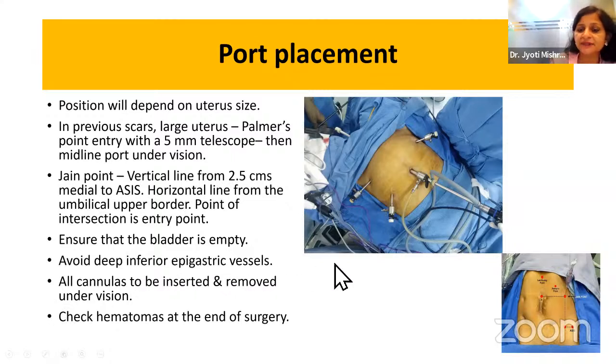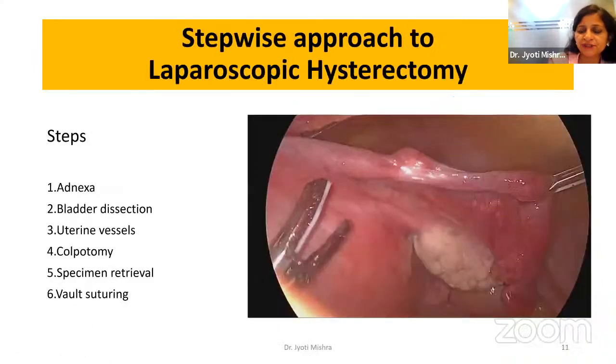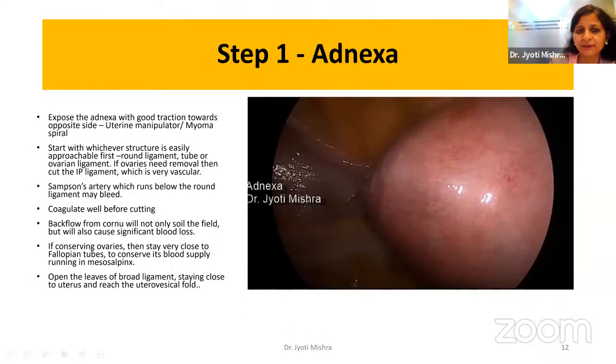Make sure that the bladder is empty. Deep inferior epigastric vessels are also to be avoided when you are putting second ports, and always check the ports after removal. Now, the steps of surgery include, there are 6 steps of TLH. Let us go to each one of them one by one.